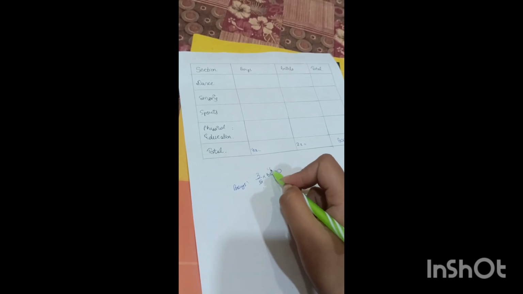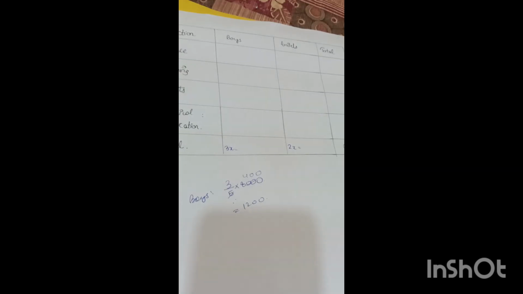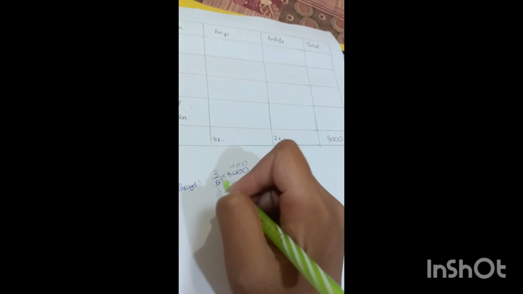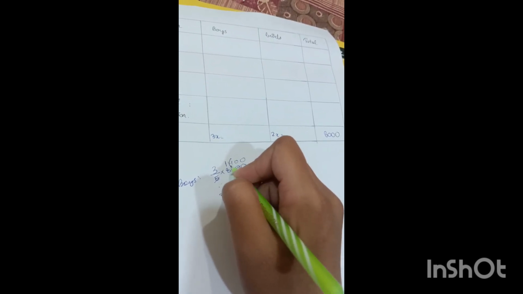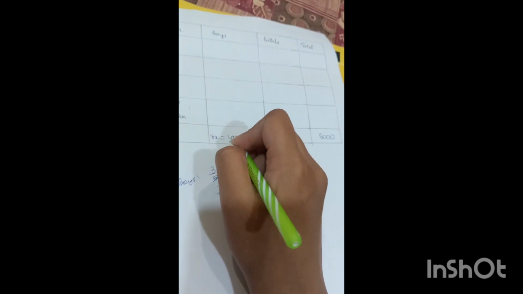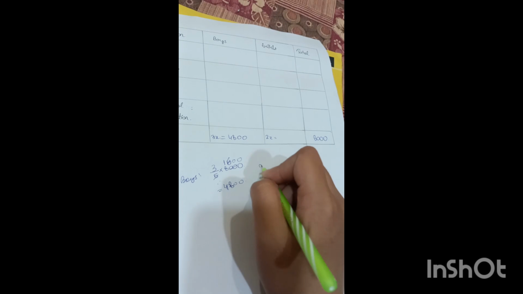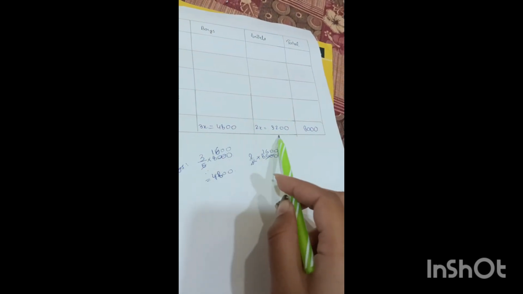So we'll get 1200. My bad. The answer will be 4800. So we'll get the value as 4800. And if we do it like this for girls, we'll get 3200. So we have got the value of boys and girls as this.